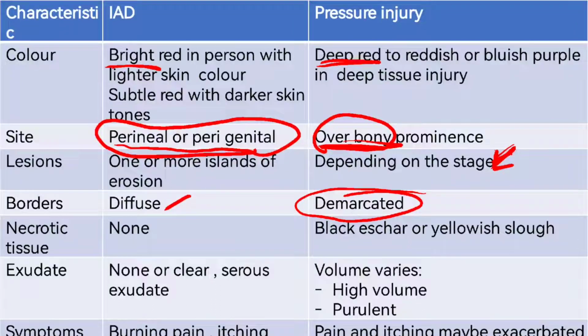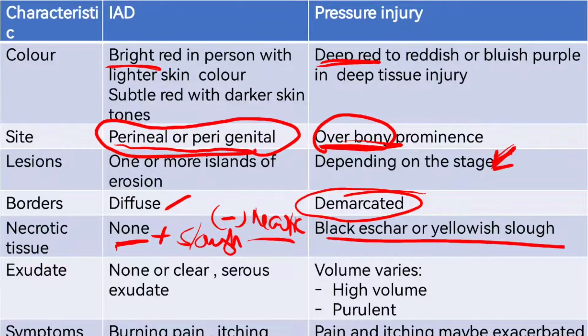Now, necrotic tissue, you will not find any necrotic tissue on your IAD, but you will find slough here. Okay, you will find slough, but not necrotic. Okay, but for your pressure injury, you will find both. Okay, necrotic and slough. Exudate, yes, both will have exudate.